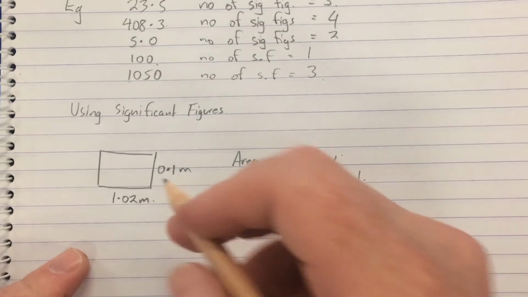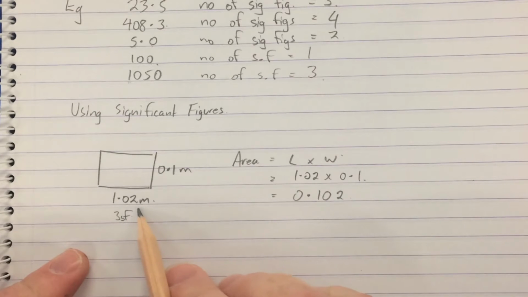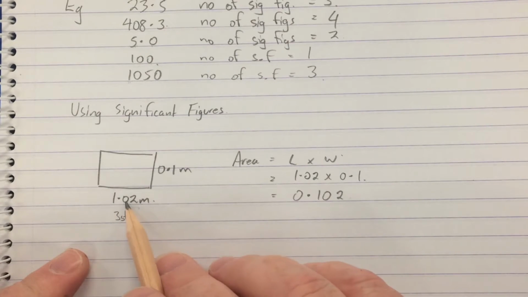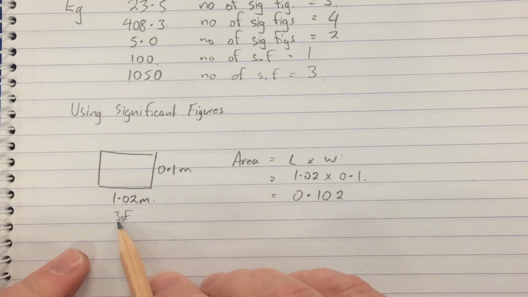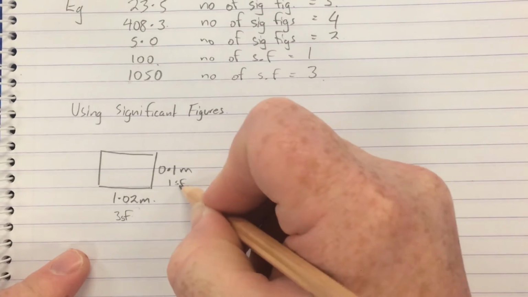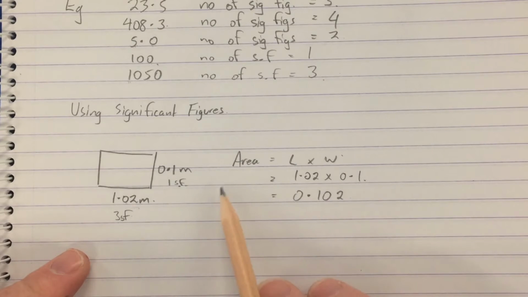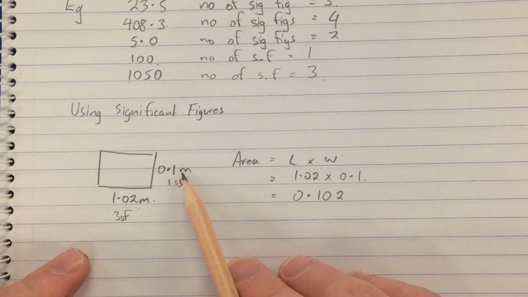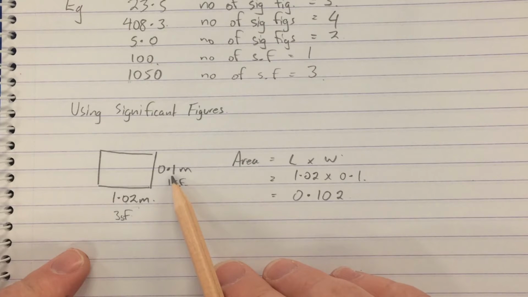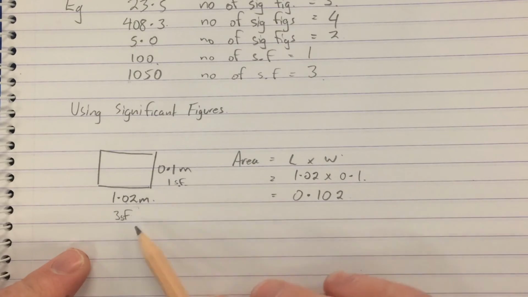In the first value, 1.02, we've got two non-zero figures plus a 0 in between those. So that will be 3 significant figures. In the second value, we're only going to have one significant figure. So what that means is when we come to express the solution to our problem, we can only include the same number of significant figures as the value that has the least number of significant figures in our measurements that we've used to come up with our answer.